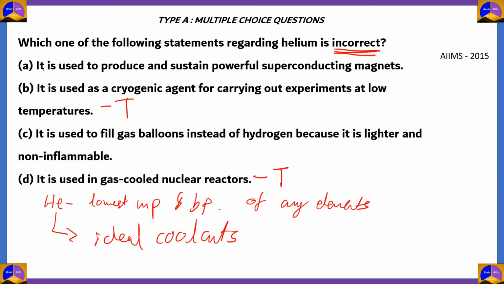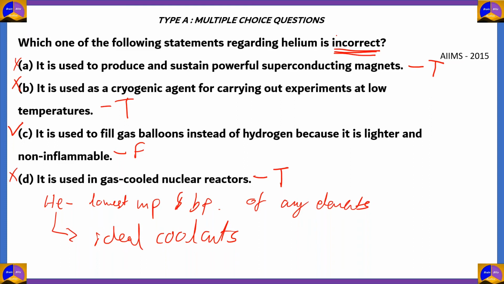Now what about statement A? It is used to produce and sustain powerful superconducting magnets. Well, in order to have powerful superconducting magnets, the magnets need to be at a very cold temperature. And who provides the very cold temperature? Helium. So statement A is also true. That leaves statement C being the false option, which makes it the correct answer, because our question is asking us to find out which of the statements is incorrect.